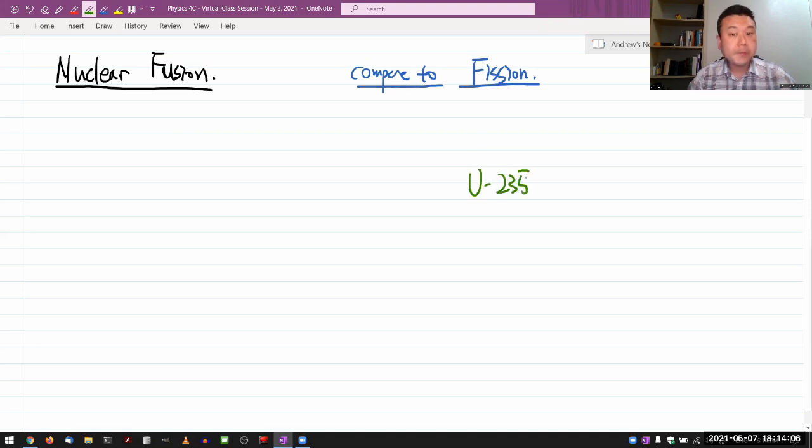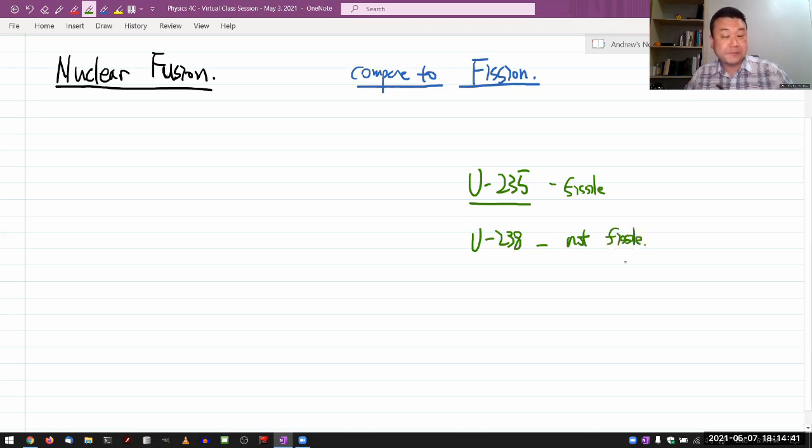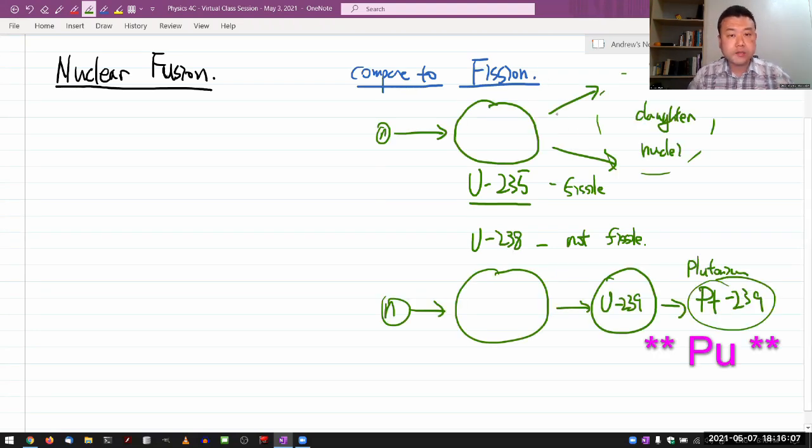the uranium-235 isotope. The structure of the atomic nucleus that allows a fission to occur is quite specific to a particular isotope. Take uranium, for example. Uranium-235 is fissile, it undergoes fission, and uranium-238 is not fissile. At our level of coverage, I'm not going to give you an explanation why one is fissile and one is not. But this is the process that occurs in fission.